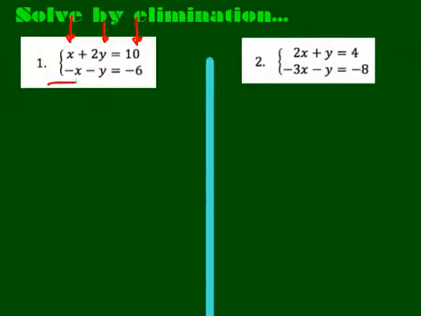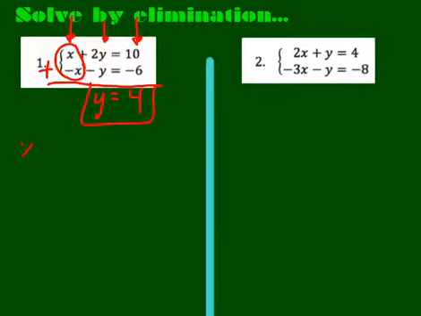What you're going to do is add these lines together. This x actually goes to 0. 1 plus a negative 1 is 0. So now I have 2y minus 1y is y, and 10 minus 6 is 4. Okay, that was pretty easy. Now I'll go to the second piece of it. I have y equals 4 as one answer.